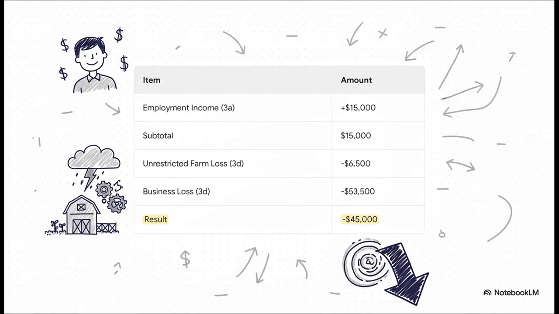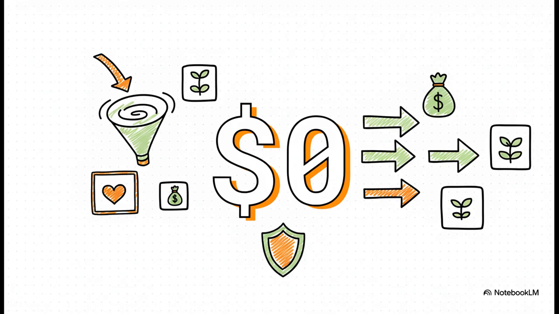As you can see, she starts with that $15,000 of employment income. Then we subtract her unrestricted farm loss and her business loss. When the dust settles, the math gives us a negative $45,000. But, and this is a huge but, remember that rule we talked about? Net income per tax can never, ever be negative. So for 2018, her official net income per tax is zero.